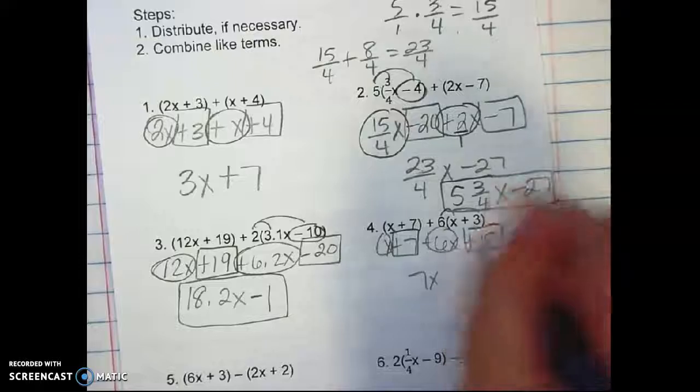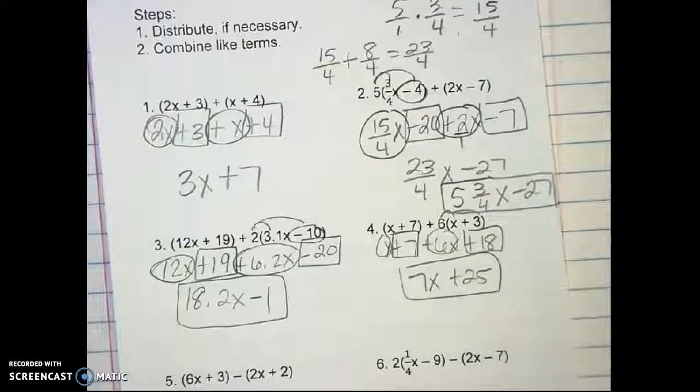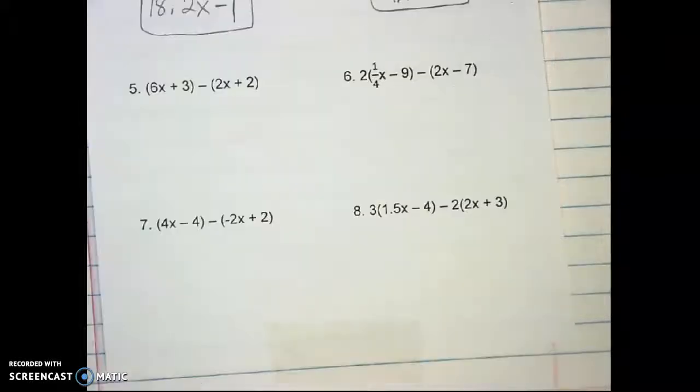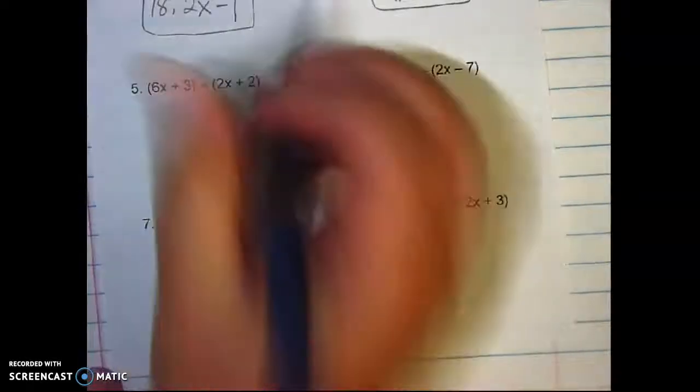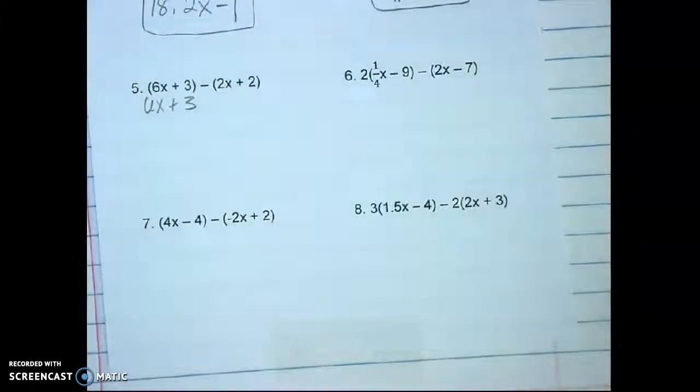7 plus 18 is 25. My answer is 7x plus 25. When you are subtracting linear expressions, look at your first expression to see if you are distributing anything. If you are not, like number 5, just write down what's inside that expression, 6x plus 3. I'm subtracting 2x plus 2.